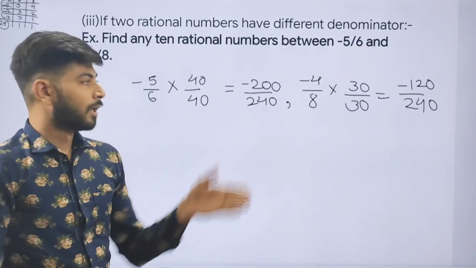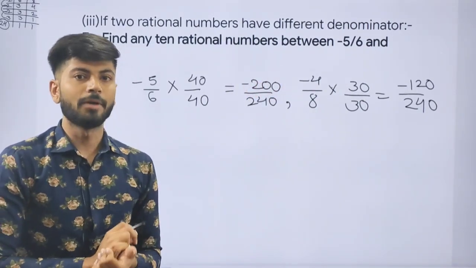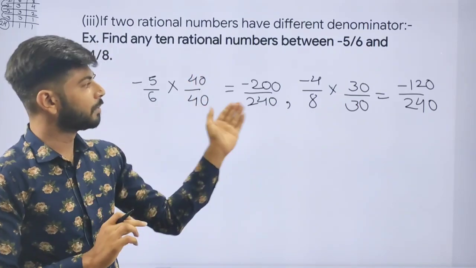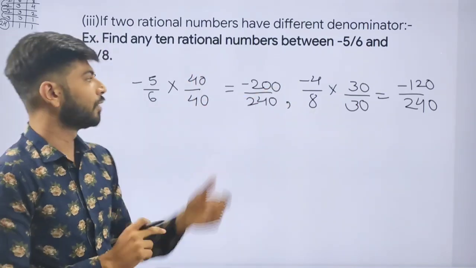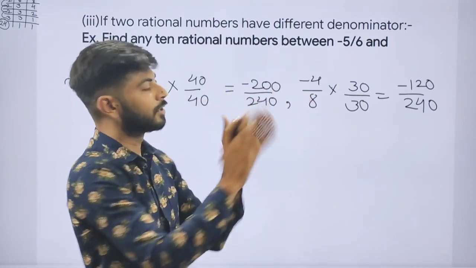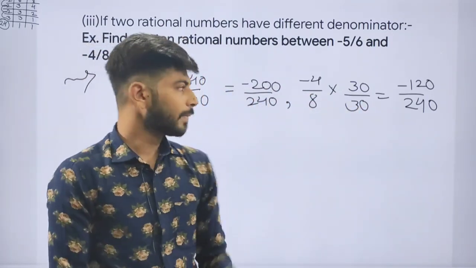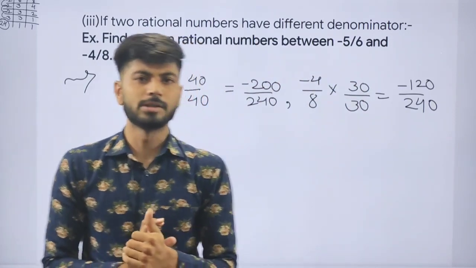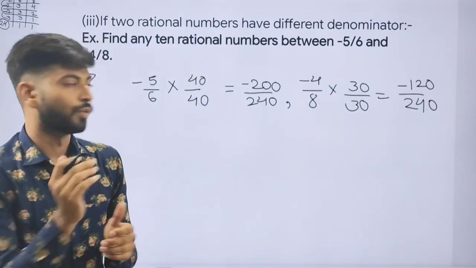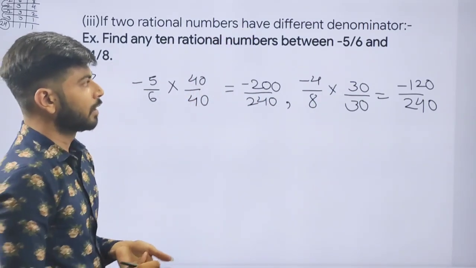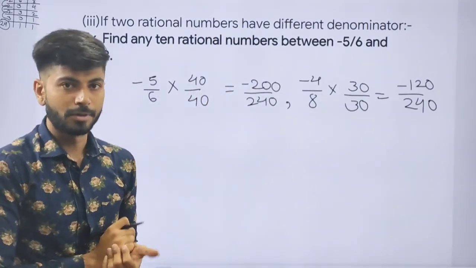Very simple. In the previous example, we multiplied with 10. So if we multiply here with 40, you will get a larger difference between numerators. Denominators are now same, but the difference between the numerators is very large. So it is now very easy to write the 10 rational numbers between these two given rational numbers.